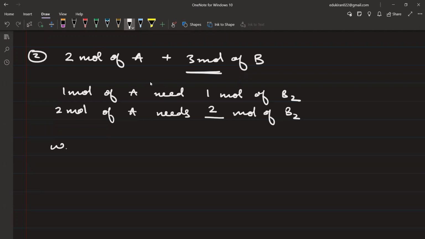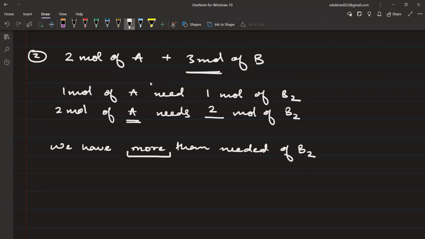So here we have more than needed of B2. So B2 will be unreacted, and A will completely react. If the B2 is more, then the other one will be the limiting reagent. Therefore, A is the limiting reagent.